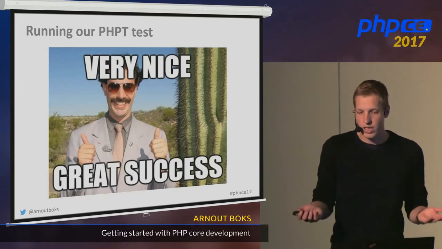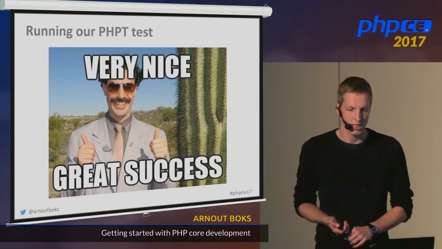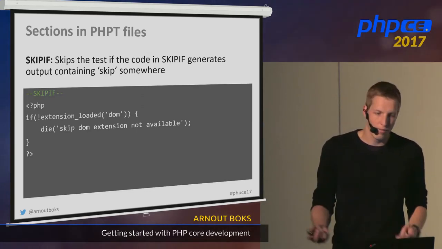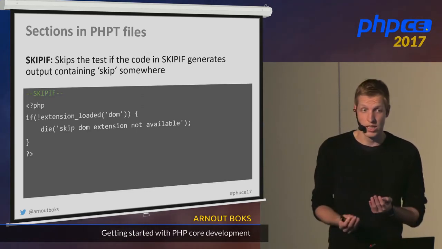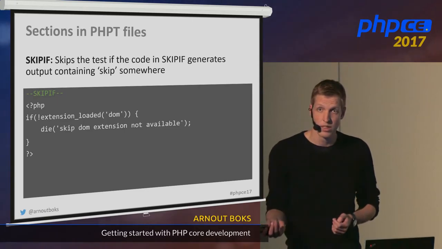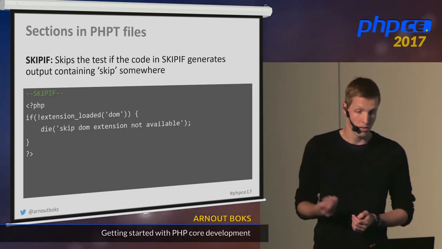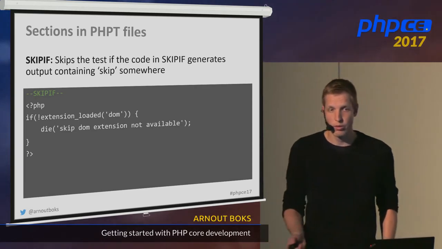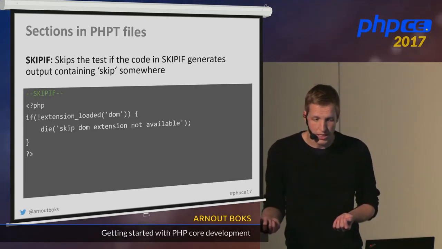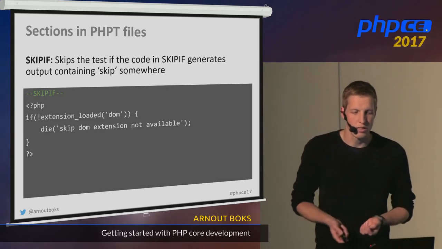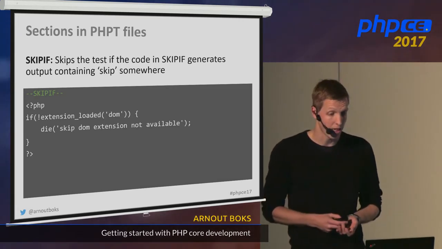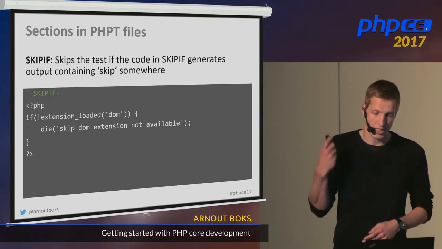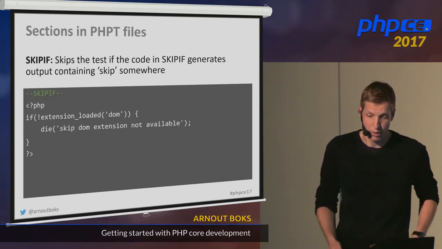There can be multiple other sections in PHPT tests. There's a skipif section. If the skipif section gets executed as PHP code, and if it prints the word skip somewhere, then the test is skipped. So if we want to write tests for the DOM extension, we would, in a skipif section, check if the DOM extension is actually loaded, and otherwise print some text with the word skip, so that the test gets skipped.